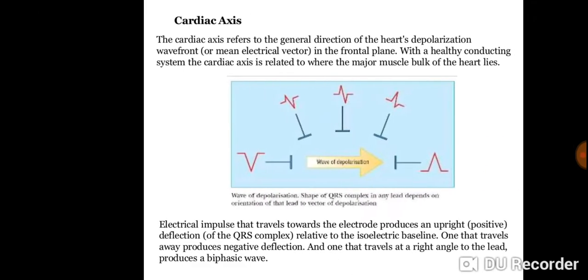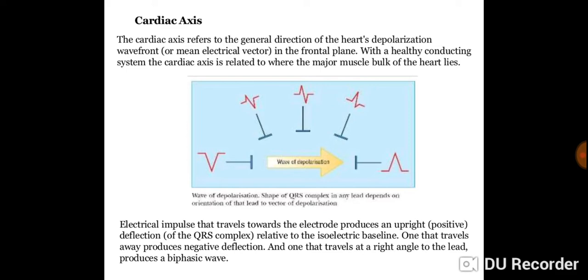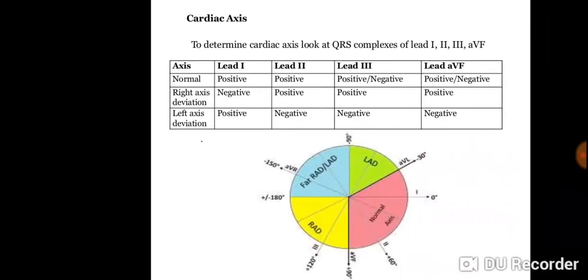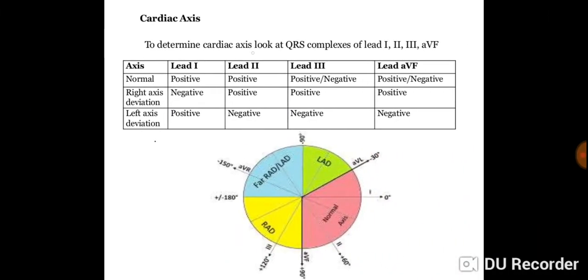Let's get to the axis. I'll make it really easy. It is the general direction of the heart. A normal heart has an axis, and if it is changed, then some abnormality might be present. To find the axis of the heart, we can usually use the thumb rule.